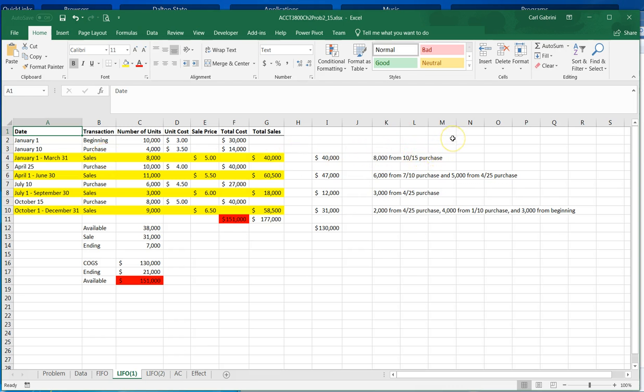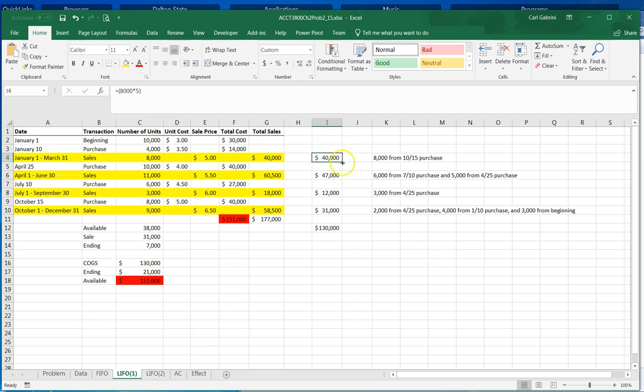Okay? And that's because it's last in, first out using periodic. So why are we jumping all the way down to 10-15 for this? Well, the reason is that under a periodic system, we calculate the cost of goods sold at the end of the accounting cycle. So we know all of this information by the time we go back and calculate it. Therefore, we take 8,000 units from the 10-15 purchase, at $5 per unit. So it's $40,000 cost of sold, because it's 8,000 times $5 per unit.